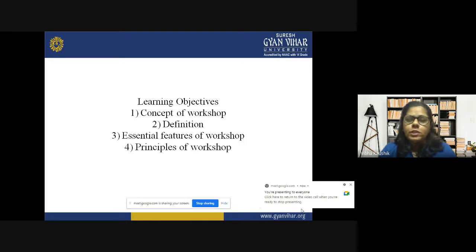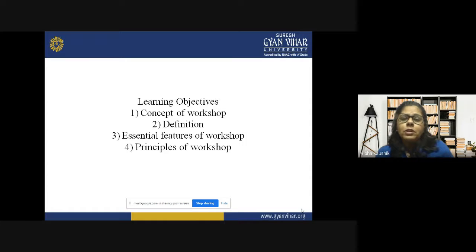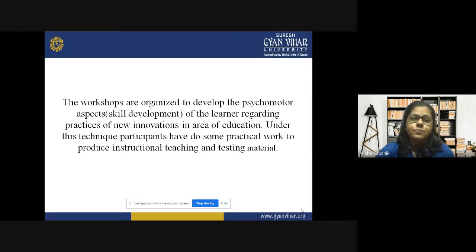Now, the learning objectives of today's topic are: first, the concept of workshop, meaning the students will be able to understand what the concept of workshop is. Second, the definition, you will be able to understand the particular definition of a workshop. Third, the essential features of workshop. What are the essential features of a workshop? Fourth, the principles of workshop. What are the different principles on which a workshop has to be conducted?